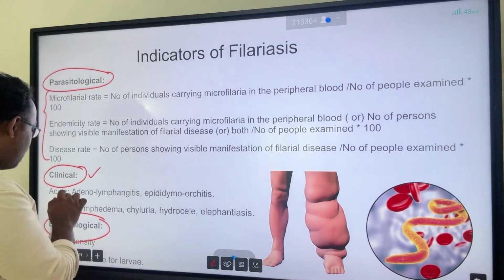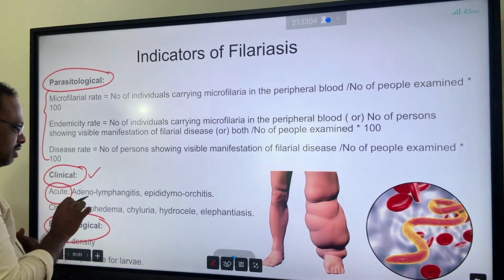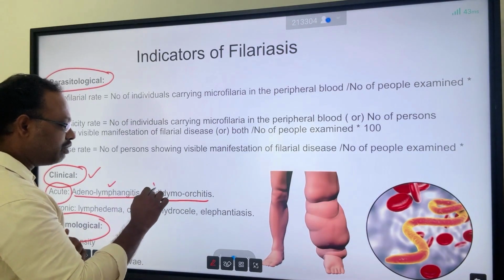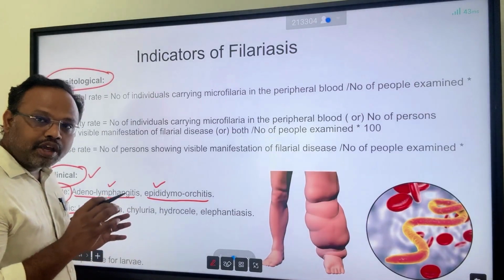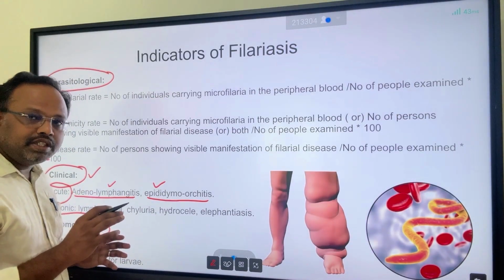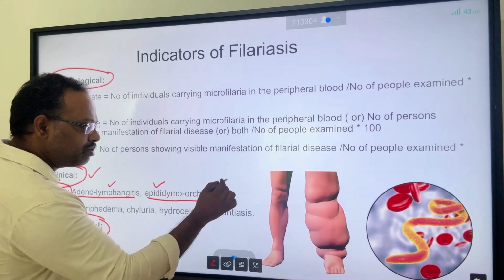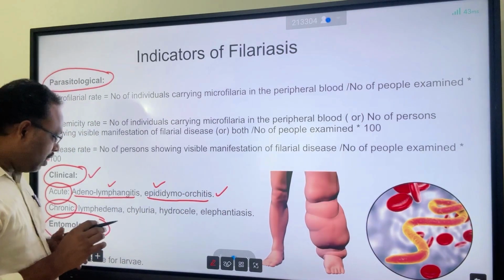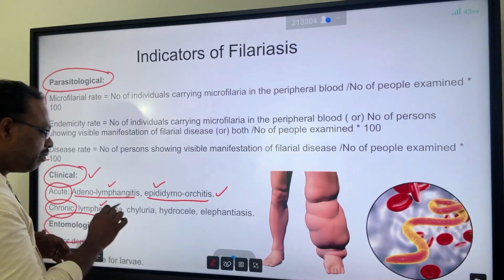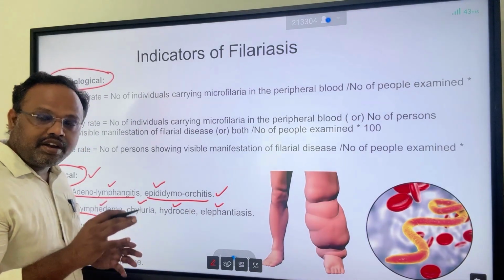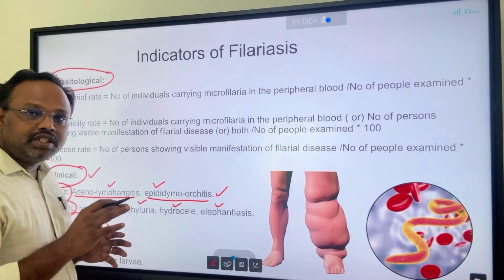In filariasis, the acute symptoms are adenolymphadenitis and epididymitis, and the presence of these two symptoms indicates the acute disease, which helps in identifying the incidence of the disease. So if these two symptoms are there, we can easily identify the incidence of the disease, and the chronic symptoms such as lymphedema, chyluria, hydrocele, and elephantiasis help us in identification of the prevalence of the disease.